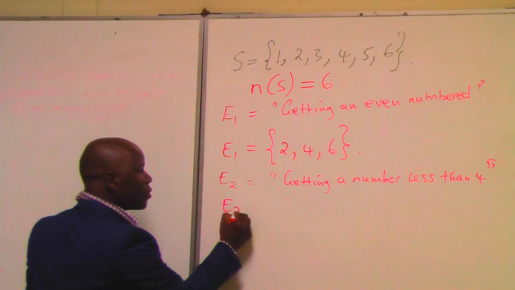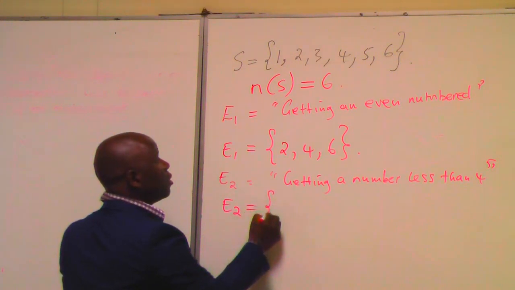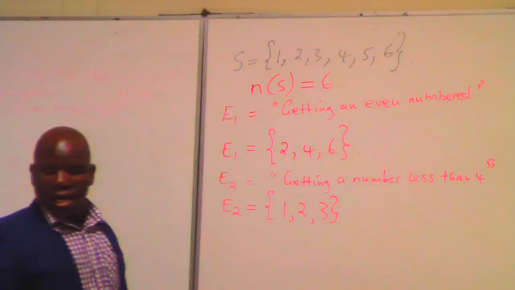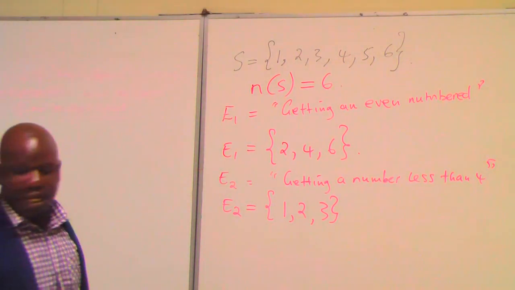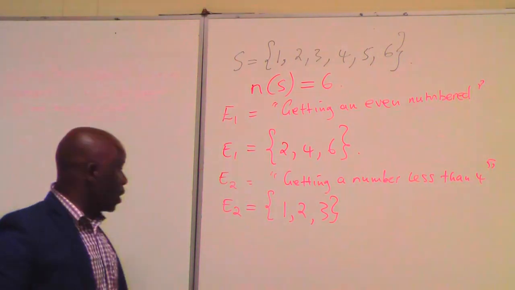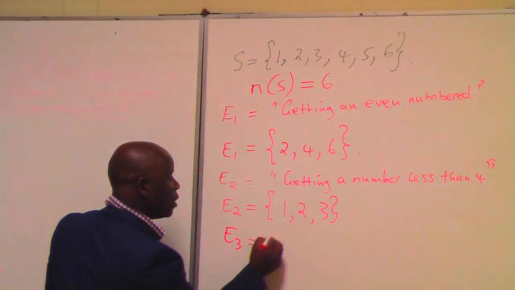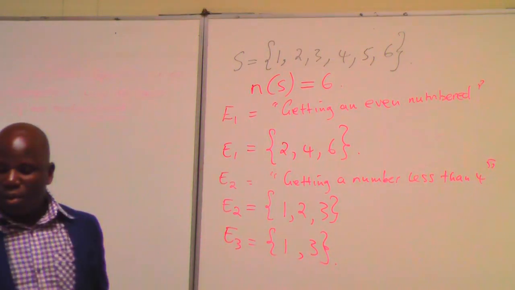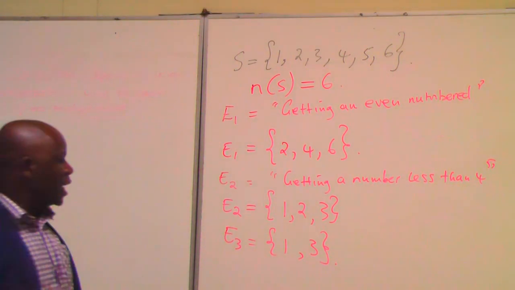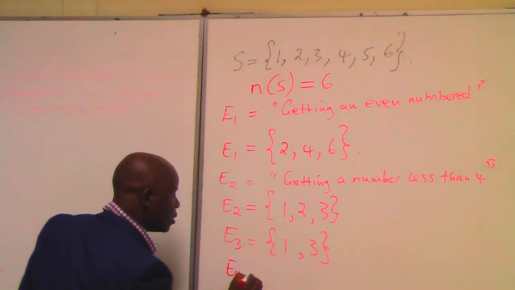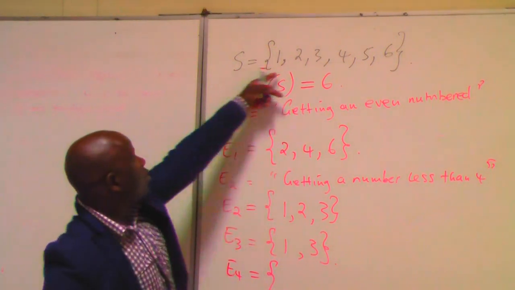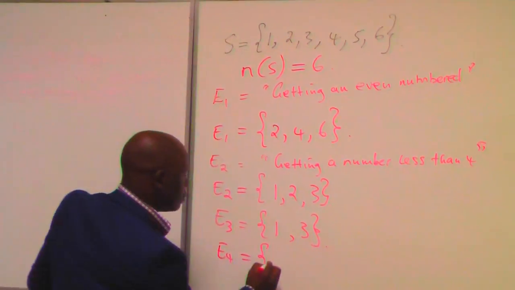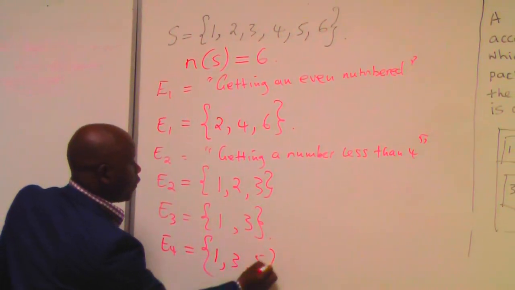So E2 will have elements 1, 2, up to 3. Now we can also define E3, getting a 3 or a 1. So E3 will have elements 1 or 3. Now we will also define getting an odd number, E4. What are the odd numbers there? You see, we will have 1, 3, up to 5.